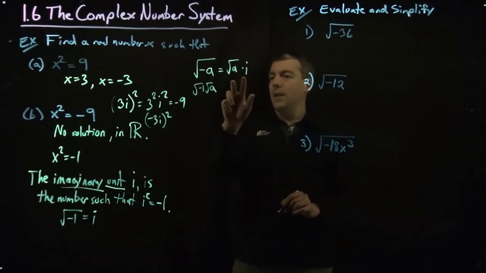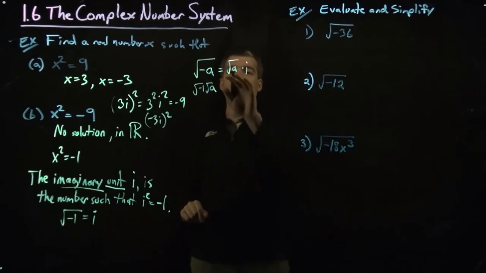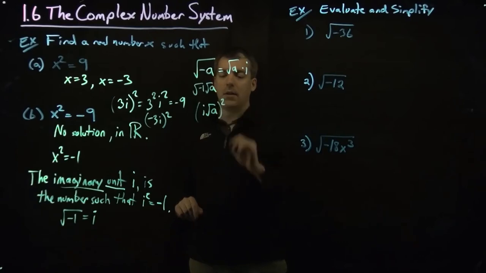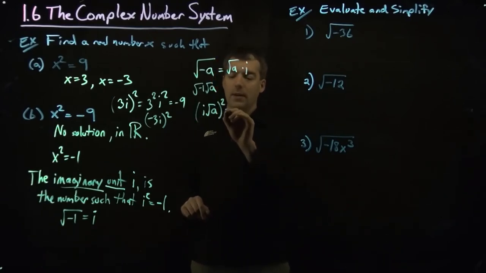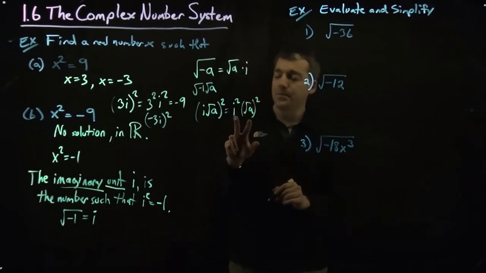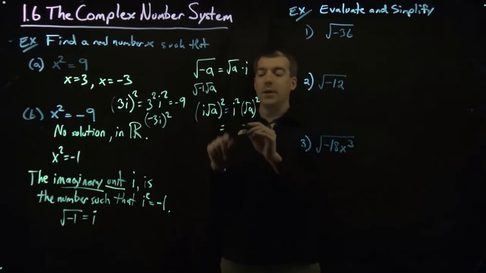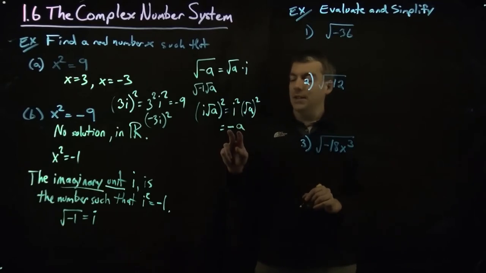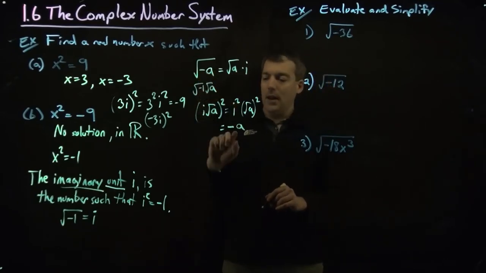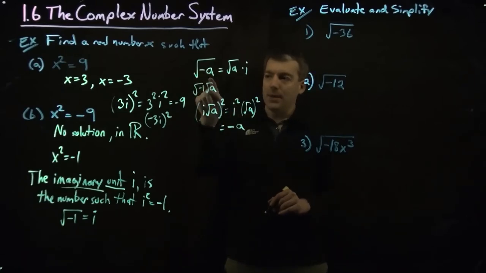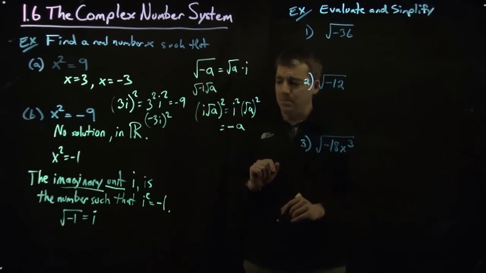Now, this i times the square root of a, if we square it, we will get i squared, and then the square root of a squared. i squared is negative 1, and the square root of a squared is a, the part under the radical. And so we can see that i times the square root of a is the square root of the opposite of a, negative a.